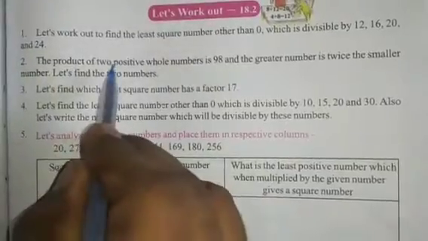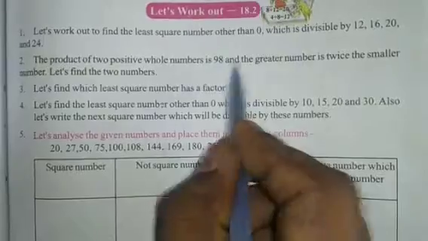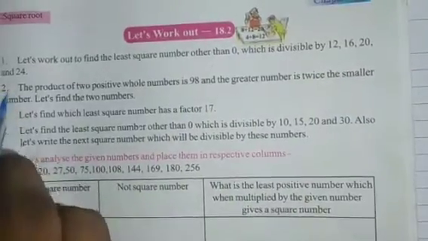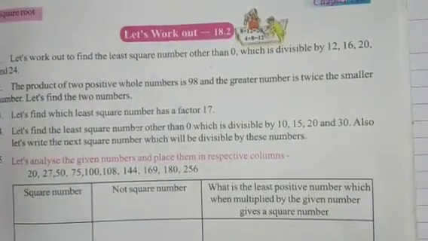The product of two positive whole numbers is 98 and the greater number is twice the smaller number. So there are two conditions given and we need to find these two numbers. Okay, it is a very easy problem. So let's start it.